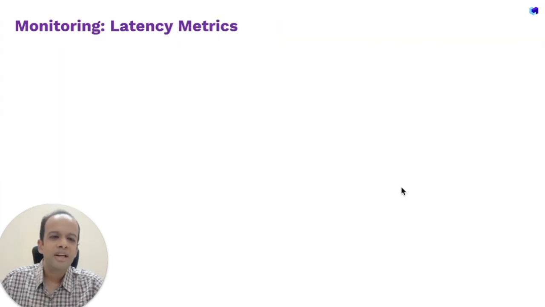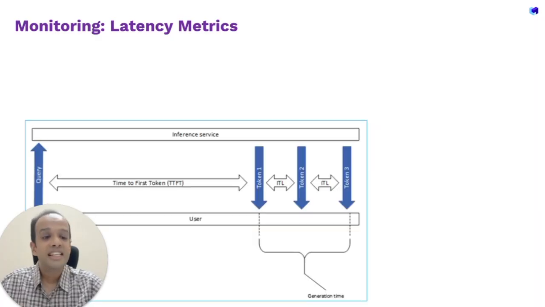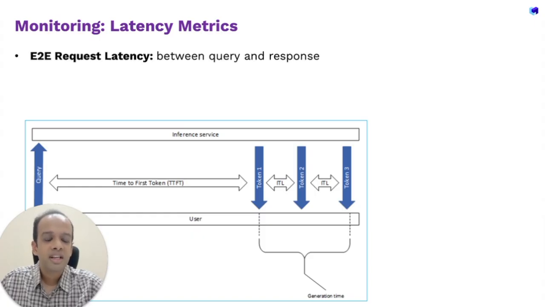Now let's dive a bit into latency because that's really important, and what latency means in the context of agentic AI applications. You would commonly refer to latency as the time between input query and output response. And that's exactly right. We would refer to that as the end-to-end request latency, the latency between the input query and the response, which is the complete time.